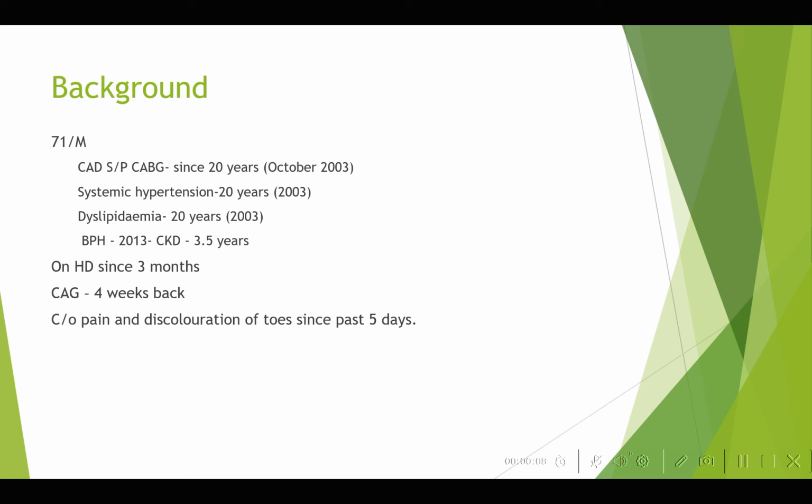Today we'll be discussing a 71-year-old male who had CAD, status post CABG, since 20 years, in October 2003, systemic hypertension for 20 years since 2003, dyslipidemia for 20 years, BPH from 2013, CKD for 3.5 years, on hemodialysis for 3 months, and he did a CAG 4 weeks back, and now presenting with complaints of pain and discoloration of toes since past 5 days.